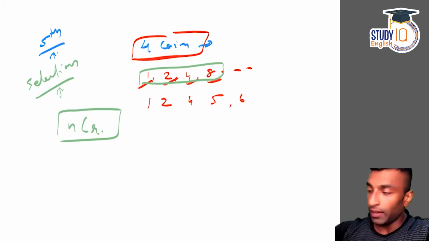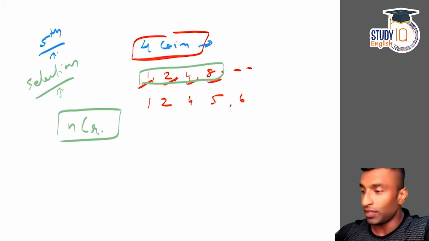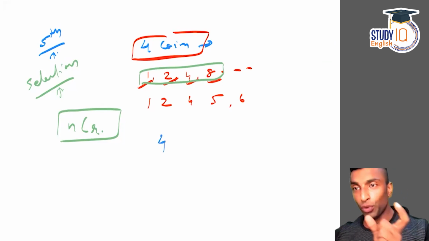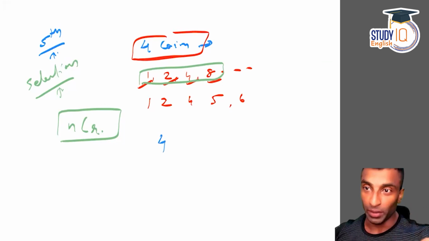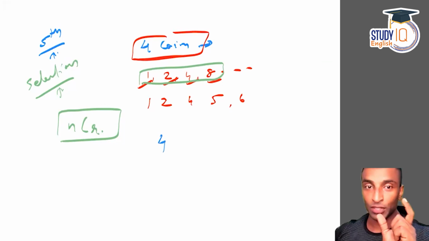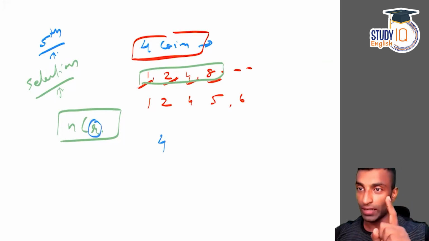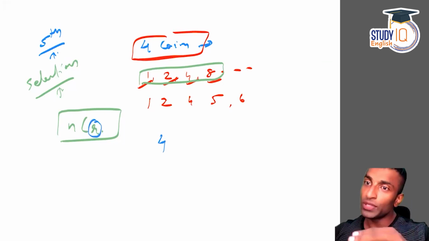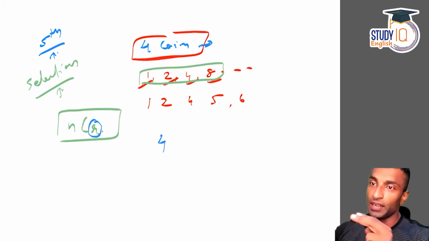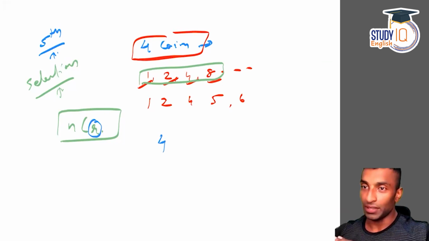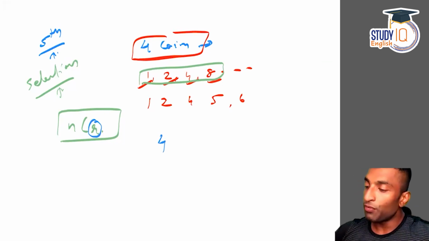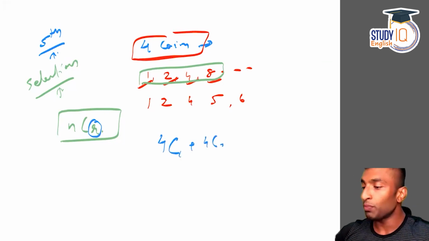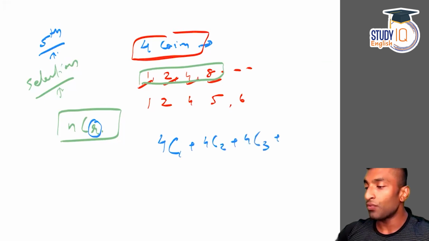N is the total. Like here, if you see, what is the total? 4 is the total. And I've told you I need to see how many ways I can select one at a time. So that is going to be R. If I need to select one at a time, 1 is the R. 2 at a time, 2 is R. 3 at a time, 3 is R. 4 at a time, 4 is R. And then N remains 4. So here it is going to be 4C1 plus 4C2 plus 4C3 plus 4C4.